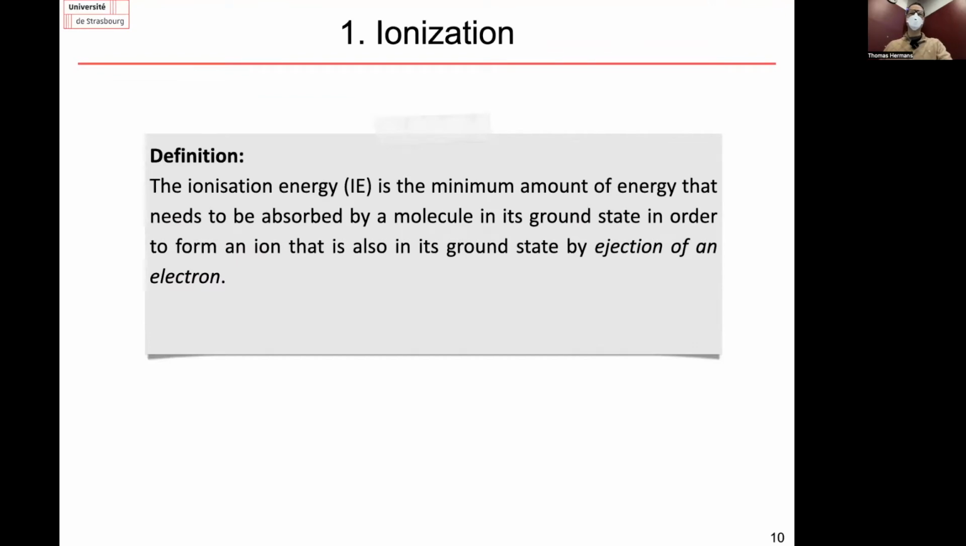Ionization. So what is ionization? You know this from other spectroscopy courses, I guess. But the ionization energy is the minimum amount of energy that you need to put in a molecule to form an ion that is also in the ground state by ejection of an electron. So we have to kick at least one or more electrons out of the molecule, and it becomes ionized.